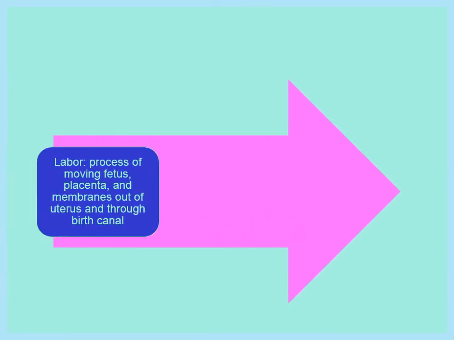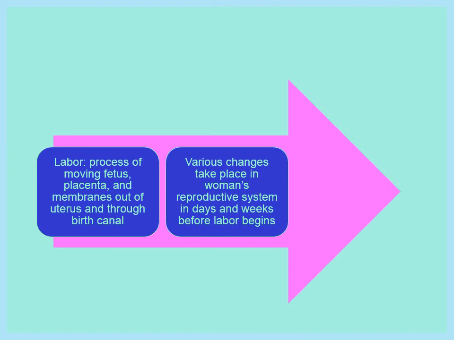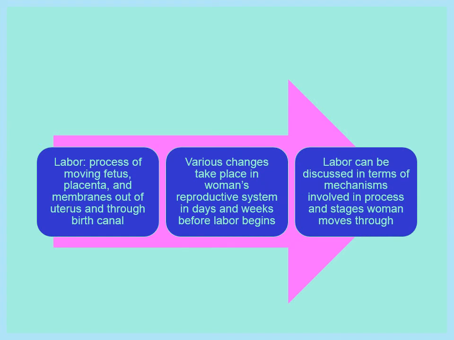Labor refers to the process of moving the fetus, placenta, and membranes out of the uterus and through the birth canal. Various changes occur in the woman's reproductive system before labor actually begins. Labor can be discussed through mechanisms in the process and stages that a woman goes through during the process of labor.